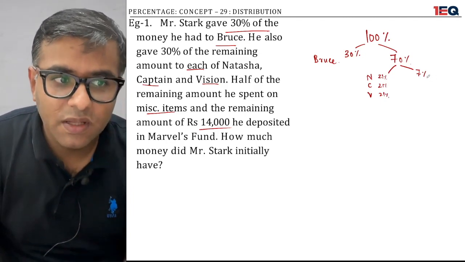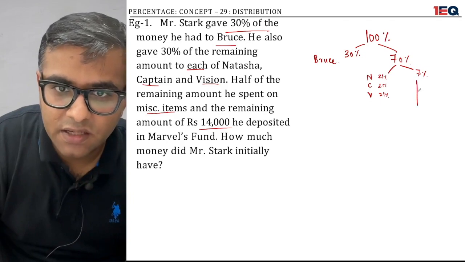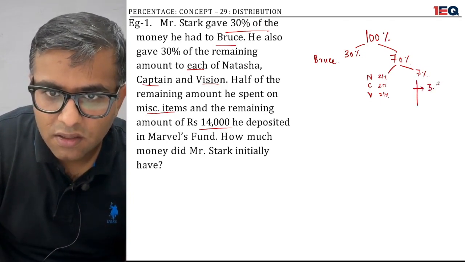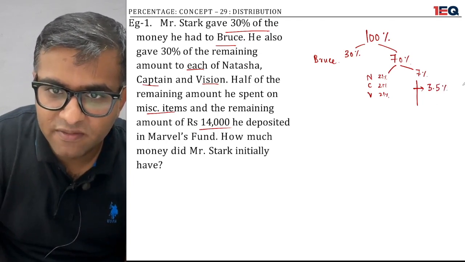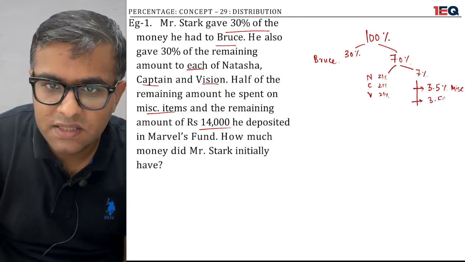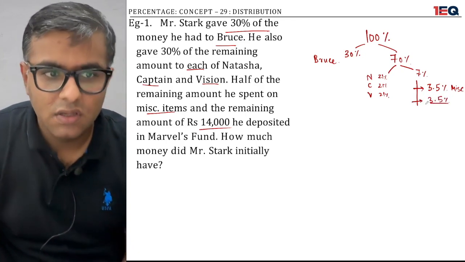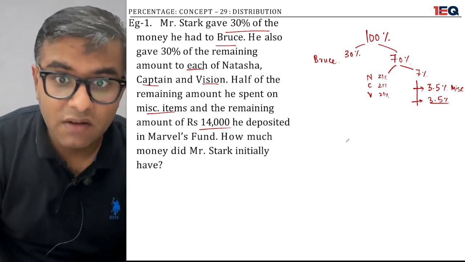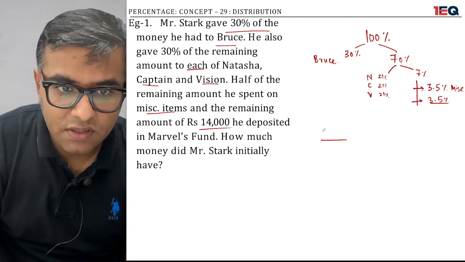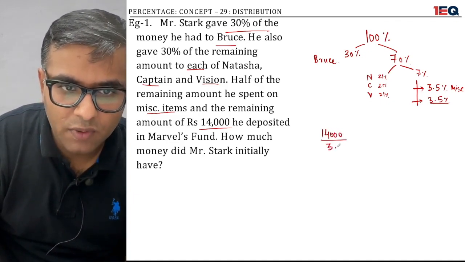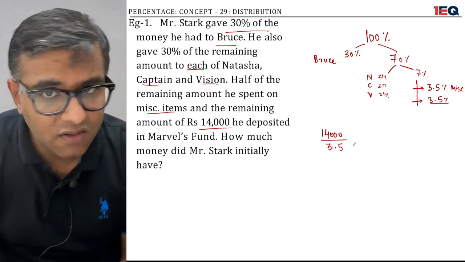Now half of the remaining amount he spent on miscellaneous items. The remaining amount is 7%, and half of that would be 3.5% on miscellaneous items, and another 3.5% he is left with, which is given to be equal to 14,000 rupees, which he deposited in Marvel's account. So 14,000 rupees is 3.5% of the total amount.